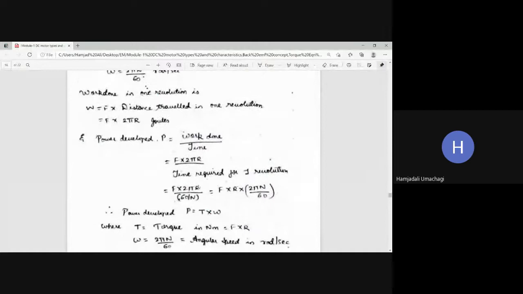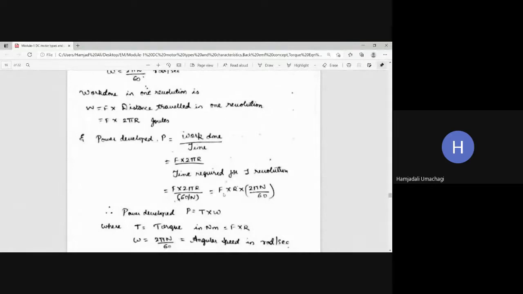If it is going to the numerator part, then we are going to rearrange the expression for power developed. P is equal to F into R into 2 pi n by 60. So now F R we have taken separately. 2 pi n, this n goes to the numerator part, then you will be left with 2 pi n by 60. But what is this 2 pi n by 60? It is nothing but omega, the angular speed of the armature or the rotor. So F into R, you keep it aside, and 2 pi n by 60 can be replaced by the term omega.